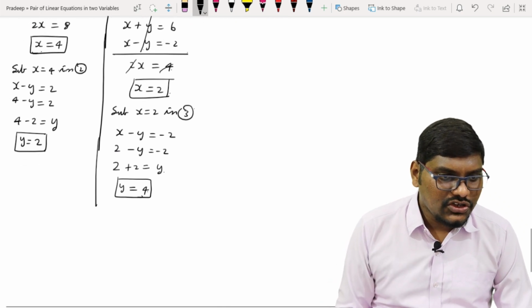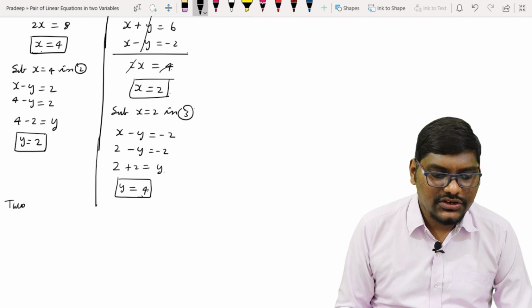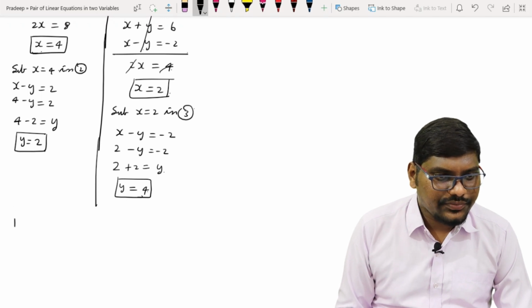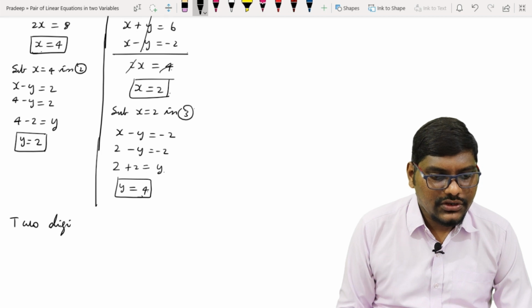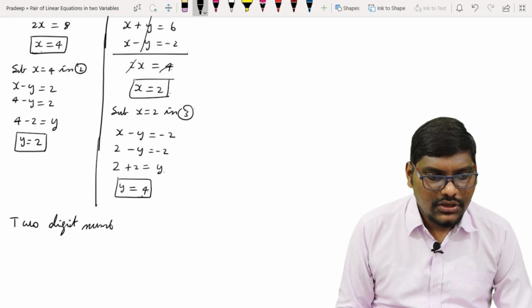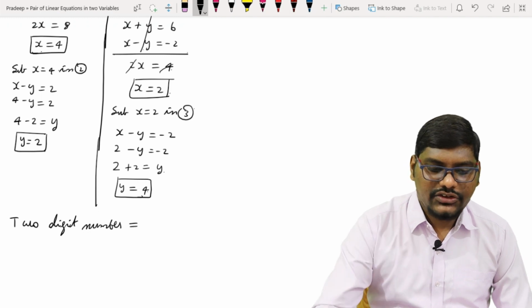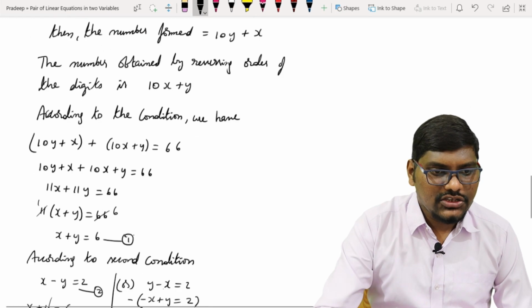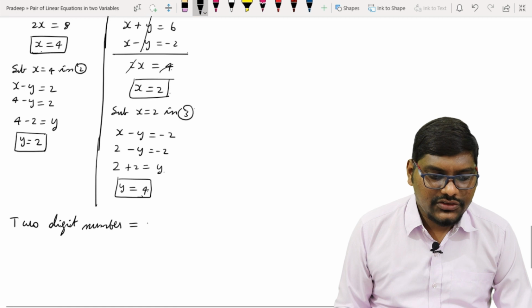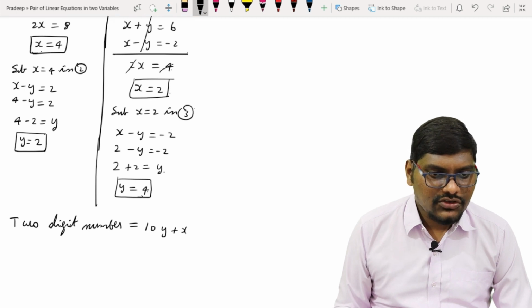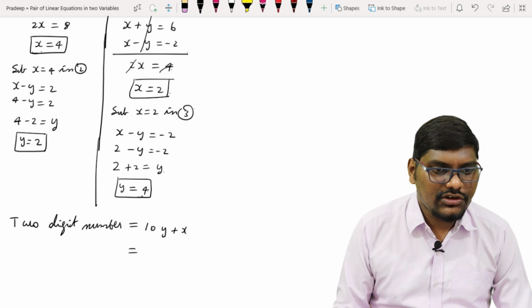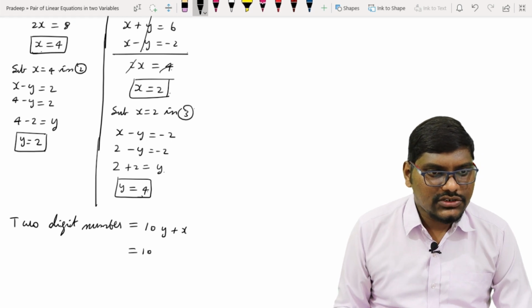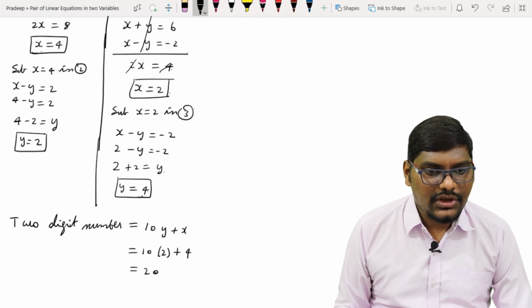So I can write it as 2 digit number, right? It is 10y plus x, yes, 10y plus x and 10x plus y. So we will take that, 10y plus x. So what did we get in the first equation? x equal to 4, y equal to 2. So that is y equal to 2 we got, and x we got 4. So this will be 10 into 2, 20, plus 4. We are getting it as 24.